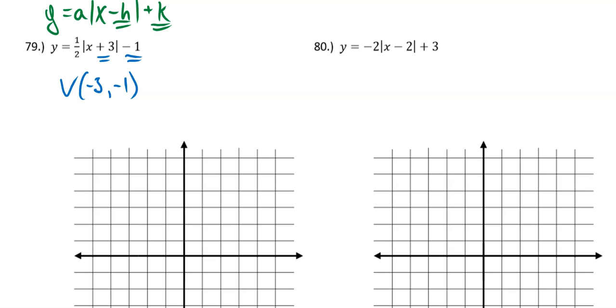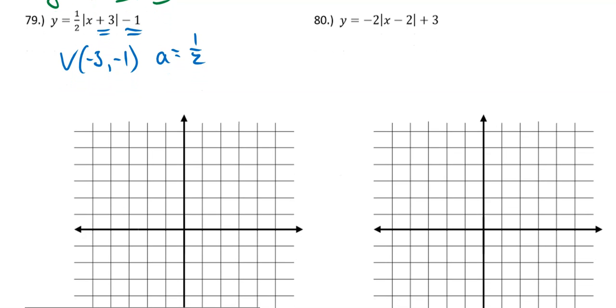The other thing we do is we look at the a value. The a value this time is 1/2. And the a value tells us two things. One, it tells us whether the V opens up or down, but it also gives us a general description of the slope for that V, okay? So because the a value is positive, it's going to open up, and we're going to use a slope of 1/2. So here's the quick, easy way to graph this.